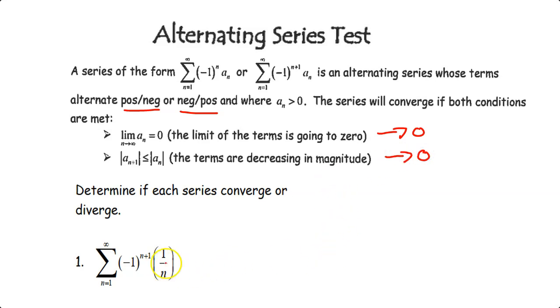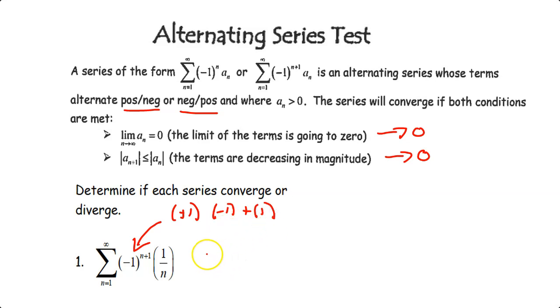Determine whether each of the series converges or diverges. Well, our negative 1 to the n plus 1, if you put a 1 in, then a 2 in, and a 3 in, it goes positive 1 to a negative 1 to a positive 1. So my terms are going to alternate.